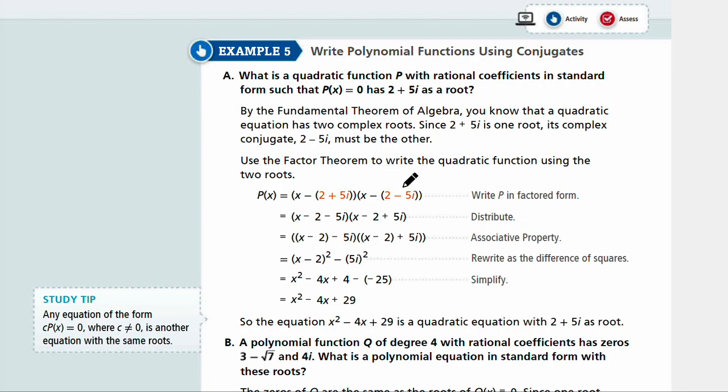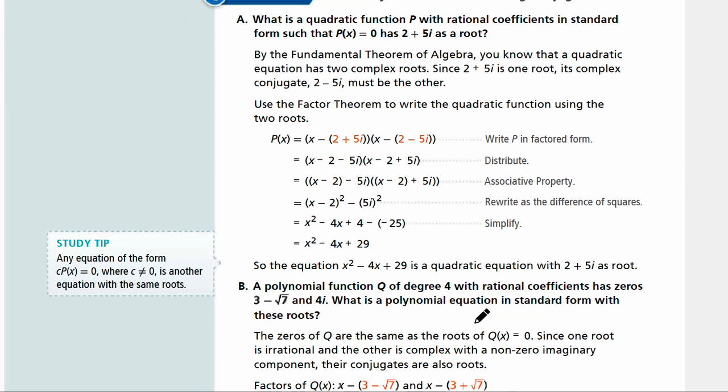And you can add any other roots like x plus 2. You can add a real root or whatever, and you can figure out other equations, but this is the most simple equation you can find where you have 2 plus 5i as a root. Okay, let's look at part B.